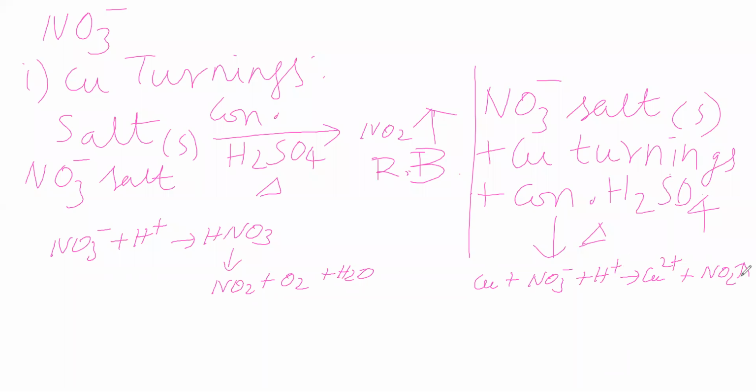Now we will see here NO2 gas intensity will be high. Here NO2 gas intensity will be low. Why is the intensity varying like this? That point we'll see. Here nitrate is undergoing a redox reaction.